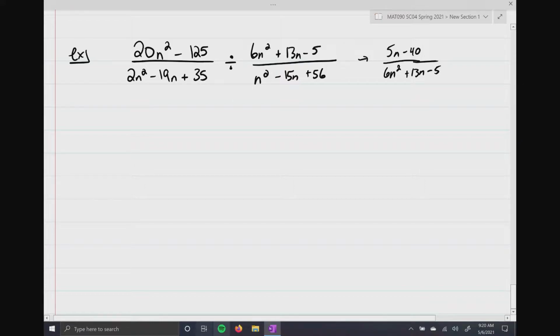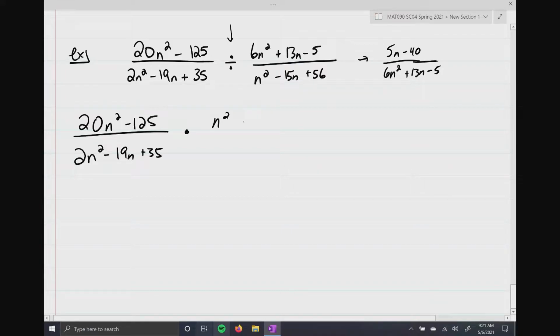So, first thing I'm going to do, I make sure everything is in descending order in terms of the polynomials, and that's the way they look, so that's good. I am dividing, which means I need to rewrite this: the first rational expression stays the same. I will change division into multiplication, and then use the reciprocal of the second fraction.